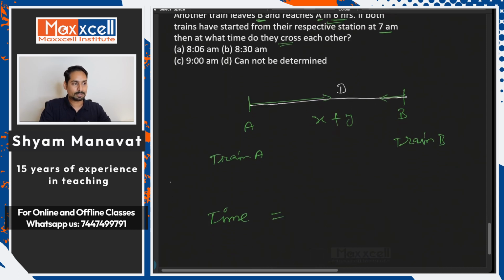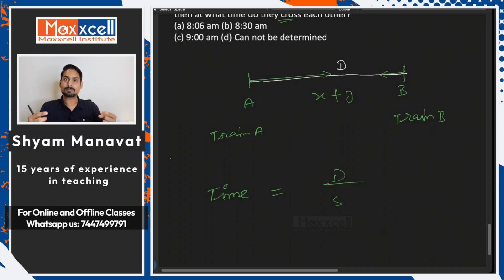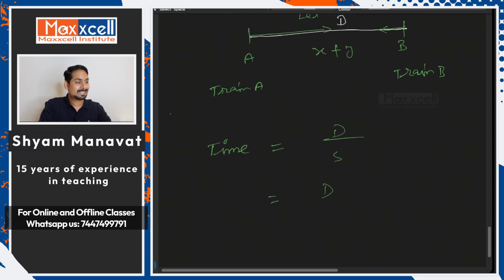So I will apply the formula of time, which is distance upon speed. Now here in this case, because two objects are moving in the opposite direction, I will take speed as relative speed. Okay, so distance is d. I assumed the distance between A to B is d, so B to A is also d, of course. The time which they take to cover the distance together with the relative speed. Do you know the speed? No.